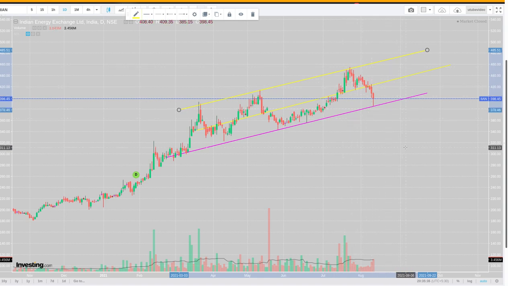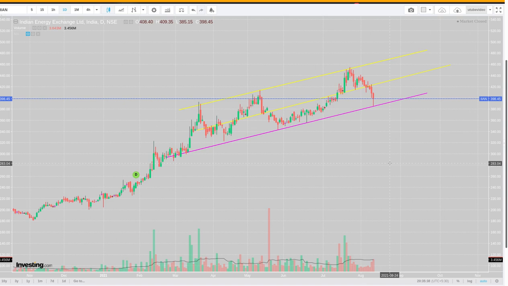And now with IEX coming into the FNO section from the end of this month, IEX becomes a very interesting script, because now you can actively trade in the FNO section. So obviously IEX is now right on my radar.